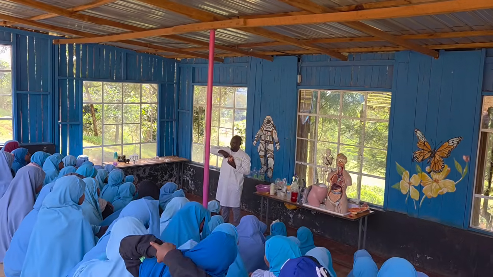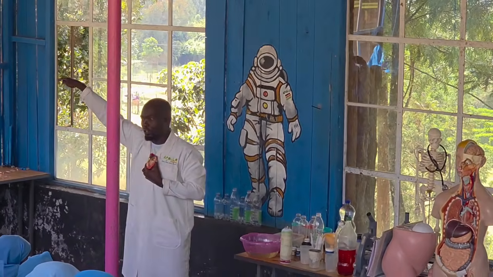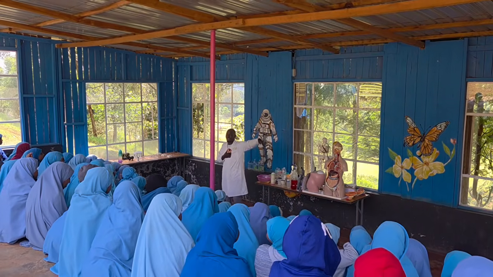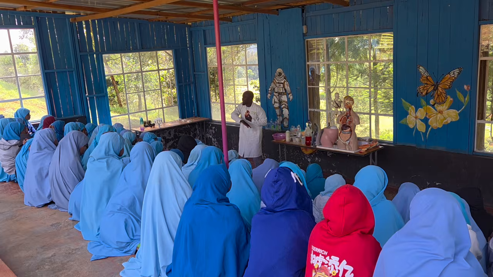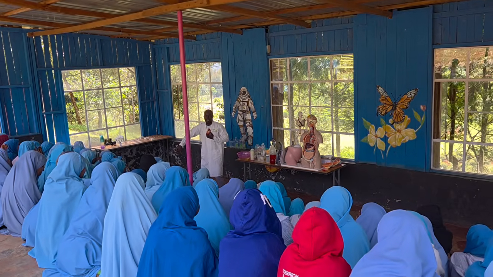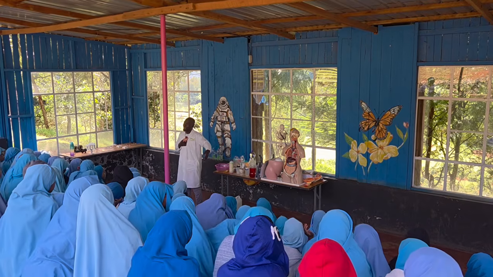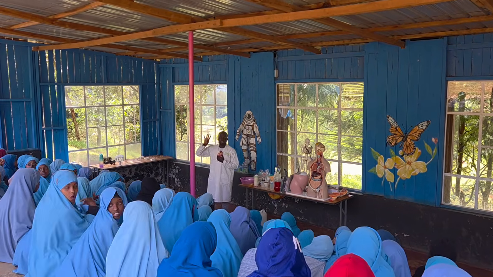If that auricle is found on the right side, it becomes the right auricle. But if it's found on the left side, it becomes the left auricle. Same thing with the ventricles. If they are found on the right, they become the right ventricle. If they are on the left, they become the left ventricle. So all the chambers in your heart are 4.